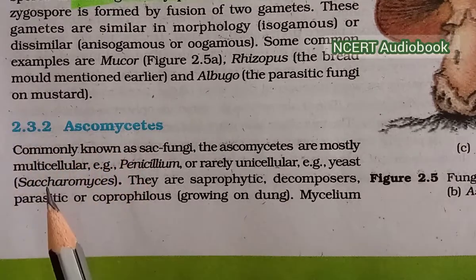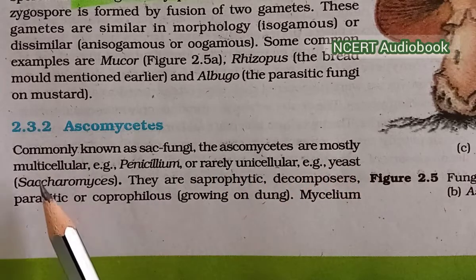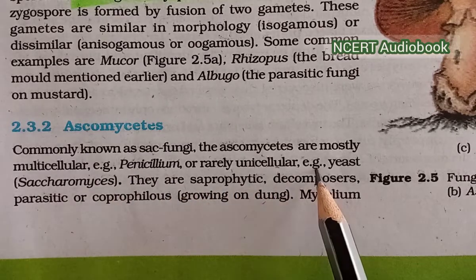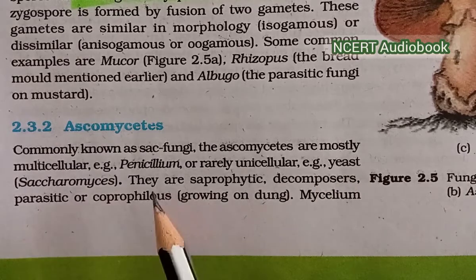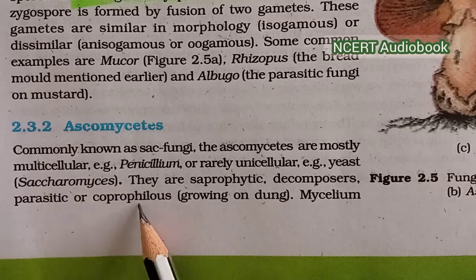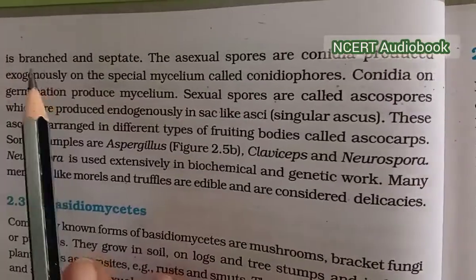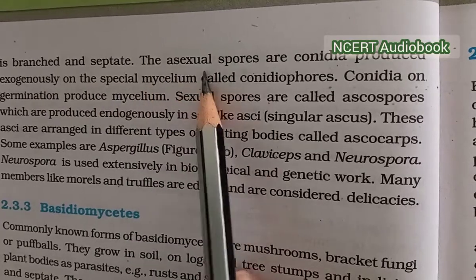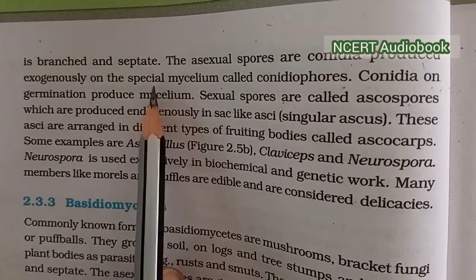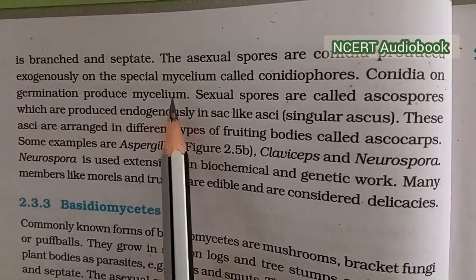2.3.2 Ascomycetes. Commonly known as sac fungi, the ascomycetes are mostly multicellular, for example Penicillium, or rarely unicellular, for example yeast, Saccharomyces. They are saprophytic, decomposers, parasitic, or coprophilous, growing on dung. Mycelium is branched and septate. The asexual spores are conidia produced exogenously on the special mycelium called conidiophore. Conidia on germination produce mycelium.